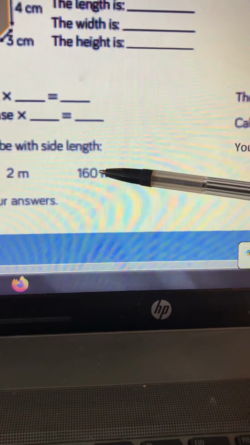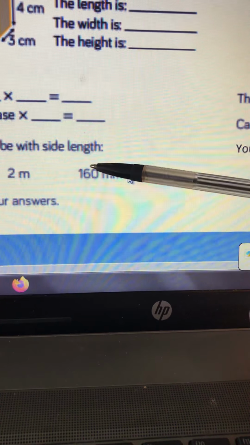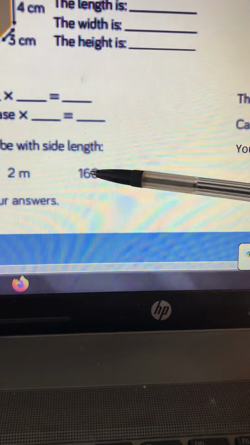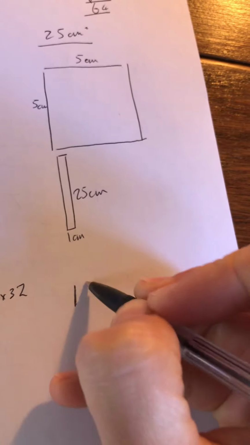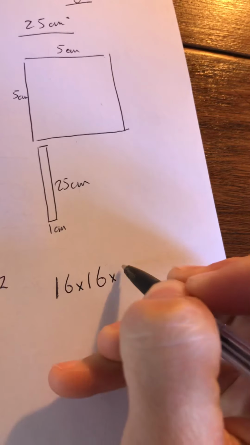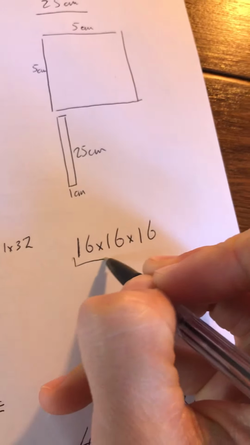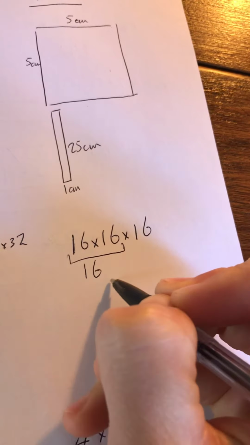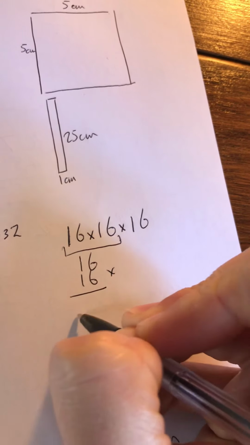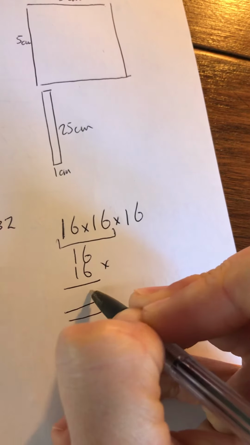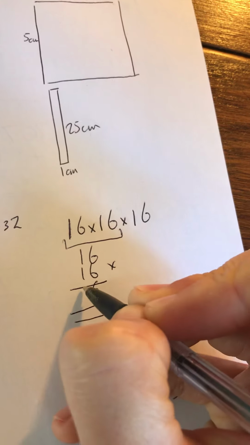Next up, 160 millimetres. I'm going to turn that into centimetres because I think it's going to be easier to work with, which would be divided by 10, 16 centimetres. So I'm going to need to do 16 times 16 times 16. Start off doing 16 squared, and then I'll times that answer by 16. 6 squared is 36.